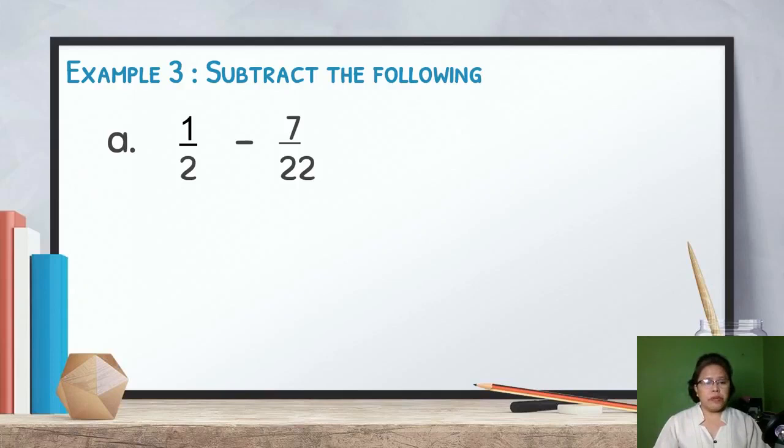So, yung 2 para magiging 22, i-times natin with 11. Ayan. So, 2 times 11, it's already 22. So, kung ginawa mo sa baba, gagawin sa taas. 1 times 11 then. Okay? And, pwede na nating baguhin. Okay? Ang similar fraction natin ngayon is 11 over 22 minus 7 over 22.